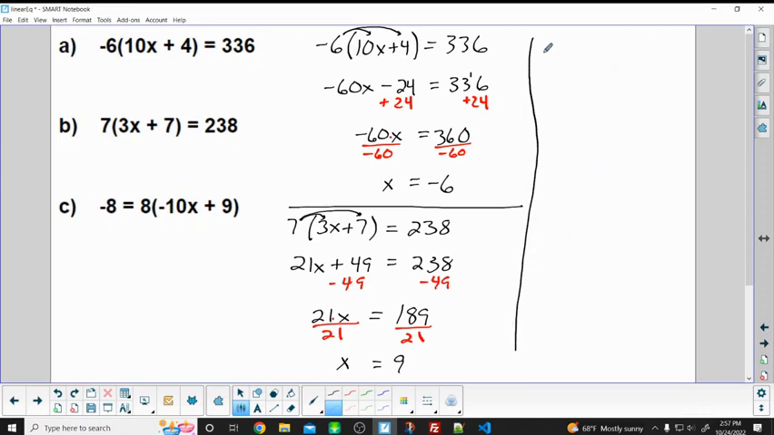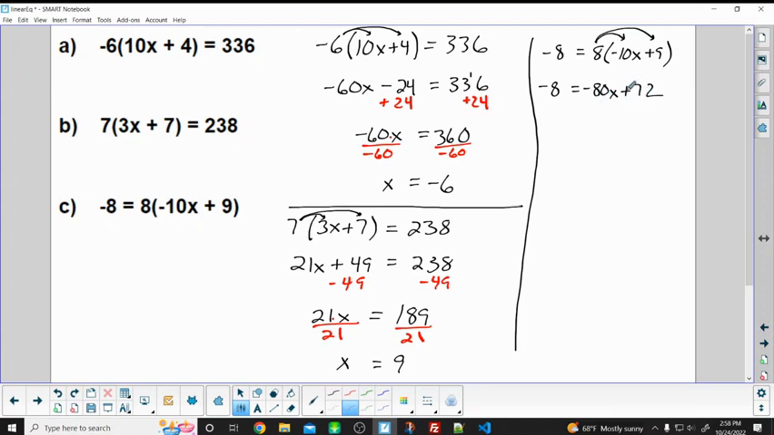We have negative 8 is equal to 8 times negative 10x plus 9. So let's go and distribute this 8 through. It's a positive 8 that I distributed through. I was looking at the left side. We have a negative 8 on the left side, and that's going to be equal to 8 times negative 10, that's negative 80. Don't forget the x attached to it. 8 times 9, that's going to be 72.